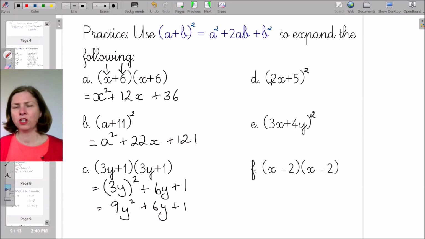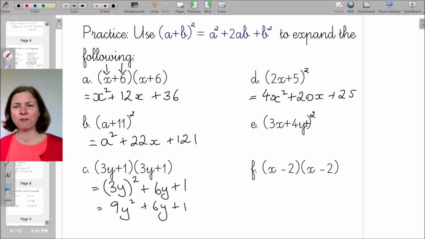I'm going to square the first term, 2x, so that's going to give me 4x squared. Then I'm going to multiply these together. 2x times 5 gives me 10x, then I double it, gives me 20x. And then I square the last term. So I square the 5 and I get 5 squared is 25. Okay, let's do another one.